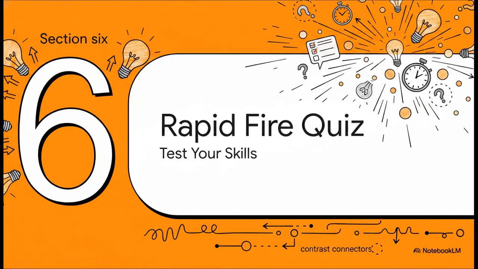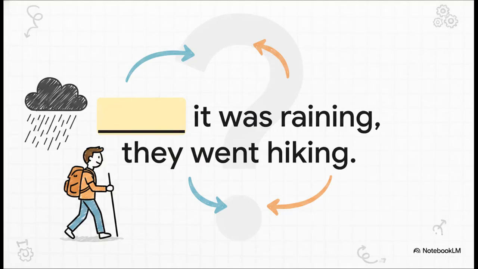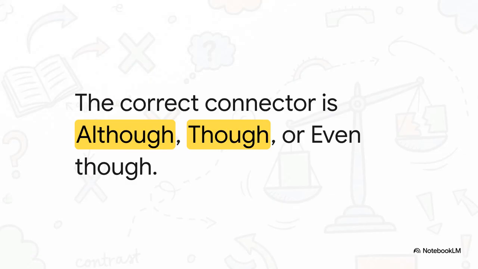Section 6. It's time for our rapid-fire connector quiz. Let's see what you've learned. Let's pick up the pace. Question 1. Blank, it was raining, comma, they went hiking. Look closely at the structure right after the blank. It was raining. You need to ask yourself, is that a full clause with a subject and verb, or is it just a noun phrase? Because it was raining is a full dependent clause showing contrast, although, though, or even though are all absolutely correct here. Although it was raining, they went hiking.